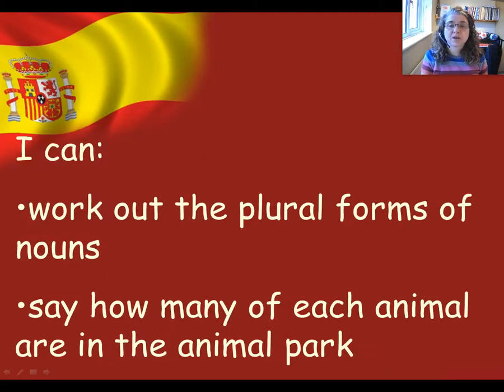Today, then, we're going to be working some more on the plural forms of nouns using our animal nouns to help us with that. And then we're going to be looking at how to say how many of each animal is in the animal park.